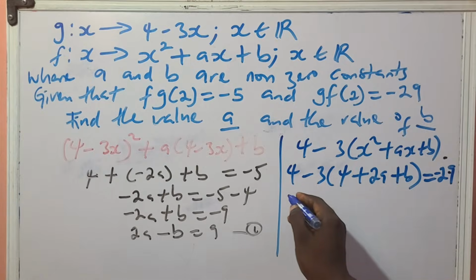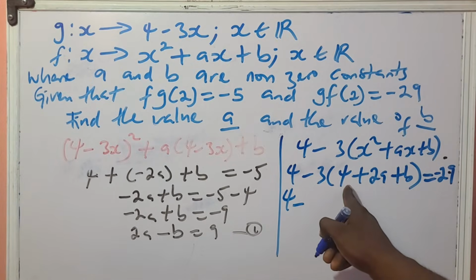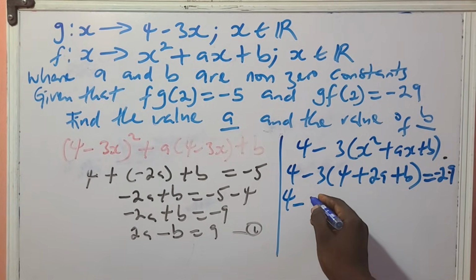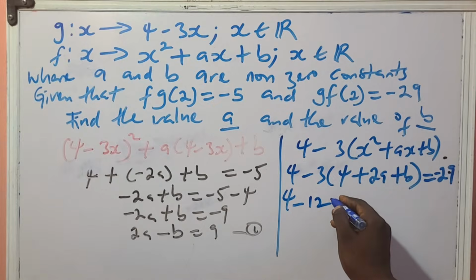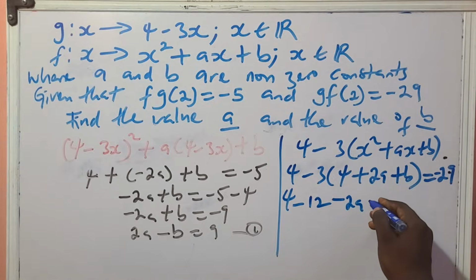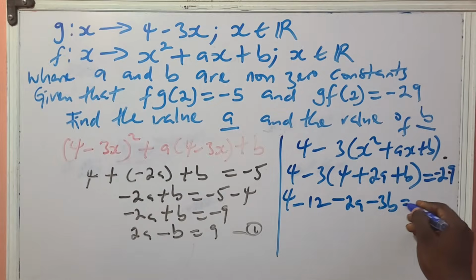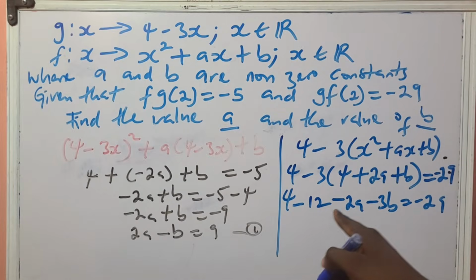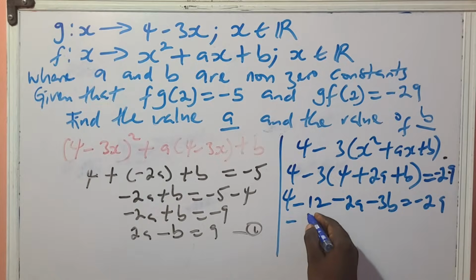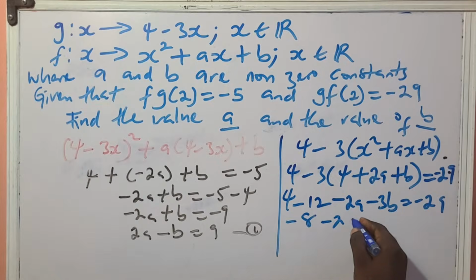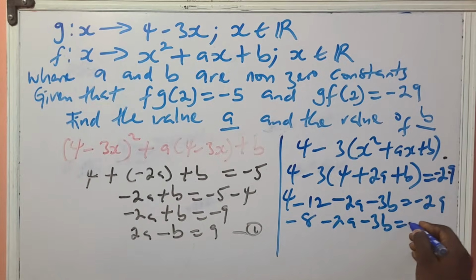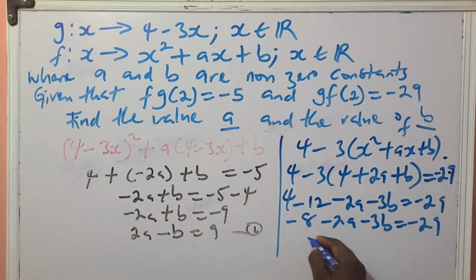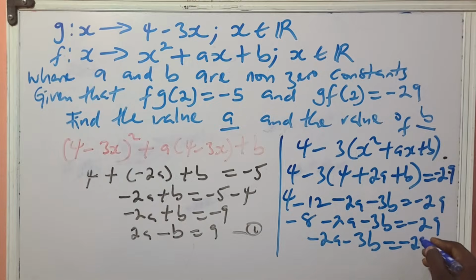All right. So this is 4 minus, we have minus 12 minus 2a minus 3b equals to minus 29. So this is minus 8 minus 2a minus 3b equals to minus 29. This is minus 2a minus 3b equals to minus 29 plus 8. And what does minus 29 plus 8 give you?